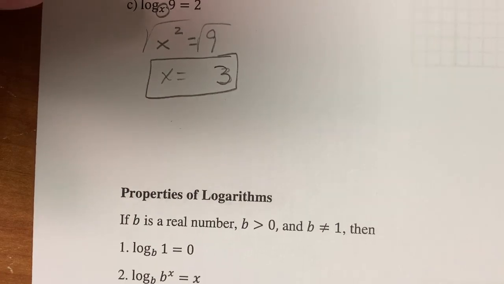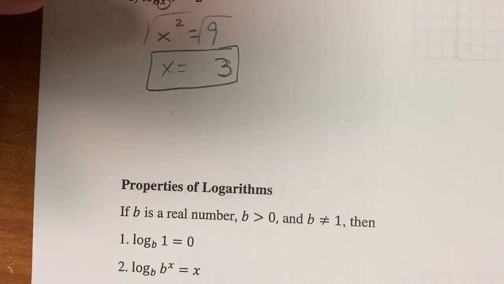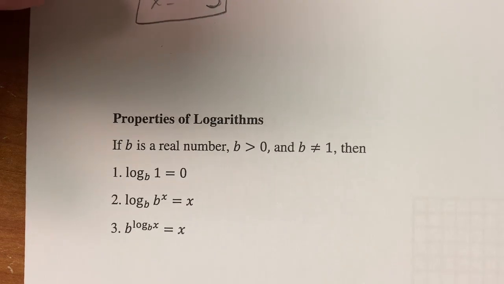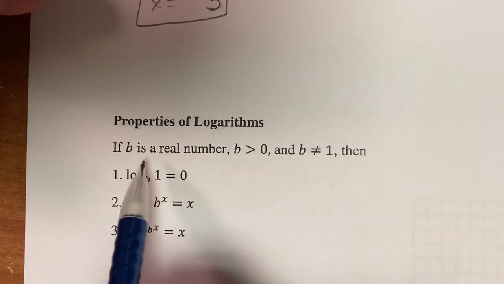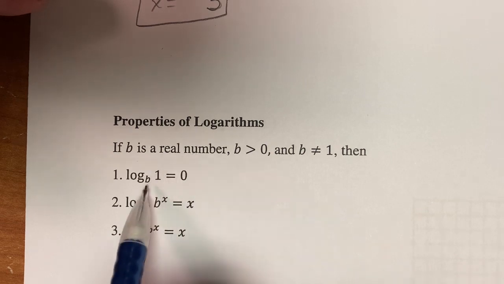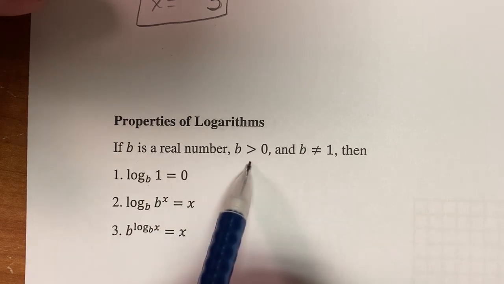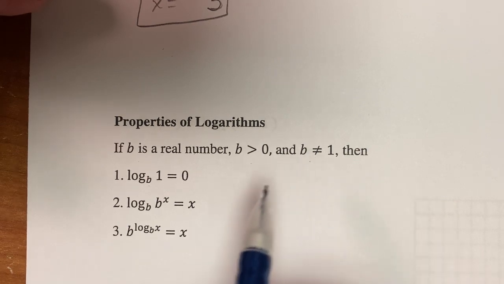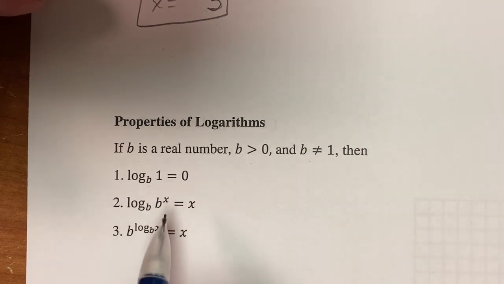So this is 12.5 part 2, and we're going to talk about a few properties of logarithms. We're going to have a few more in one of our next sections, but for right now, here are some properties of logs. So if b is a real number, that's the base, it's greater than 0 and not equal to 1, so that's always been the truth, then these three things are true.